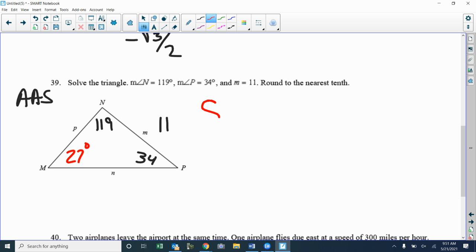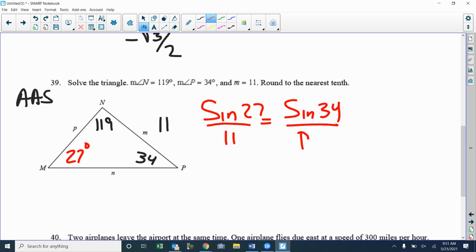Now we'll be ready to use the law of sines. So the sine of 27 over 11 is equal to, doesn't matter, sine of 34 over P, and it's also equal to the sine of 119 over N. So you're going to be solving for side P and side N. We've done a bunch of those. You should be all right there, correct? What do we always want to check then? To make sure the longest side has the longest angle and the shortest side has the shortest angle.